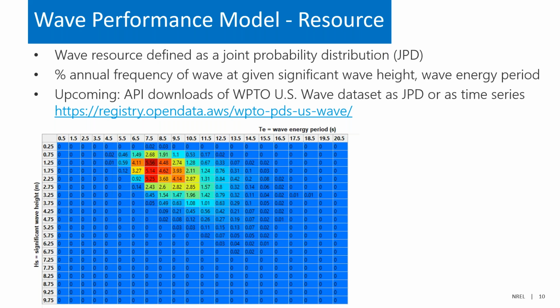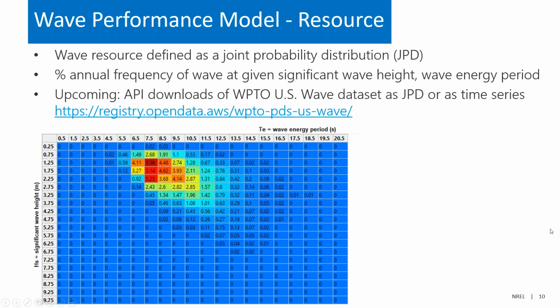And the upcoming work, as opposed to defining a probability distribution, you can download data from the WPTO US wave data set as a time series definition, where we know the significant wave height and energy period every 3 hours. So rather than using a distribution throughout the year, you can just use your time series every 3 hours to know what your wave looks like for a given site.